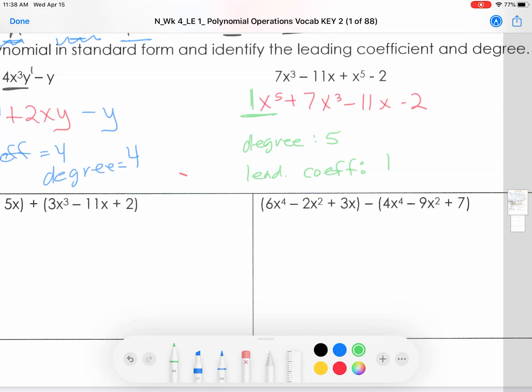So we're going to pause there. I would recommend that you go to IXL and do the vocabulary practice on IXL, and then come back to take a look at the video about adding and subtracting polynomials.